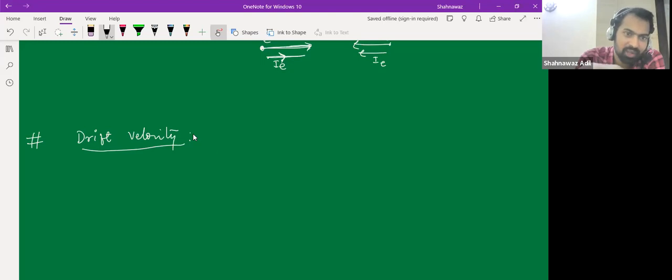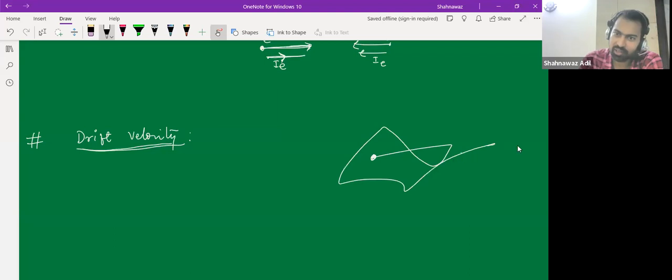We'll talk about numerically how we can explain this drift velocity. Just imagine that you are in a race and you are avoiding the sharp turn. That is what the drift velocity is about. You have this electron, it is colliding here and there, and it is moving at this speed. So this would be called the drift velocity.